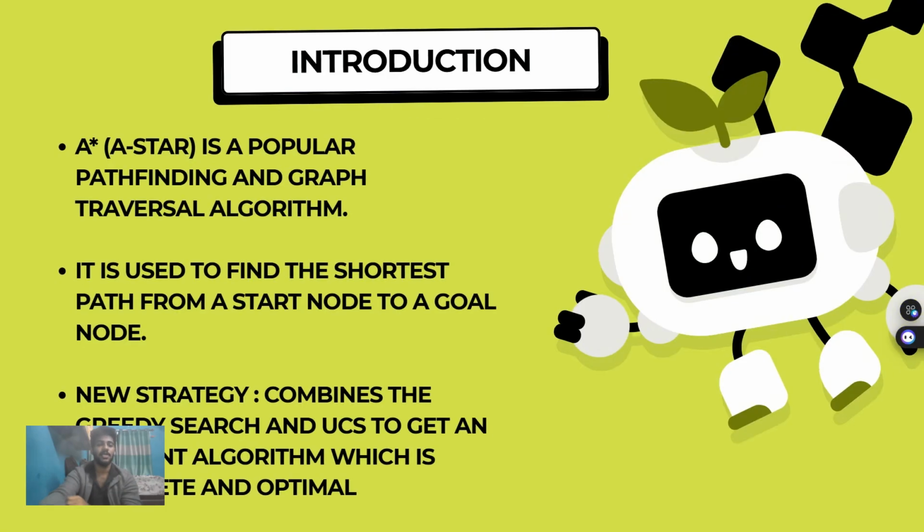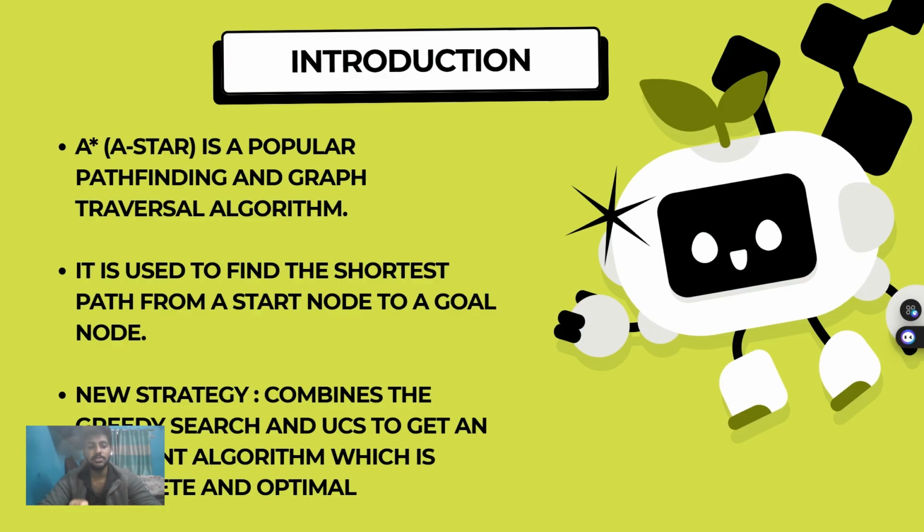As an introduction, the A-star algorithm is a popular pathfinding algorithm that uses a graph for traversal purposes. The A-star algorithm is used for finding the shortest path from the start node to our goal node. It is a new strategy that combines both greedy search and UCS. UCS is nothing but uniform cost search.